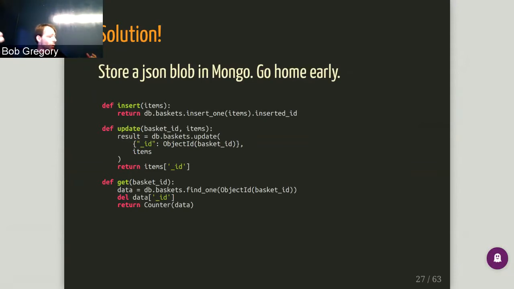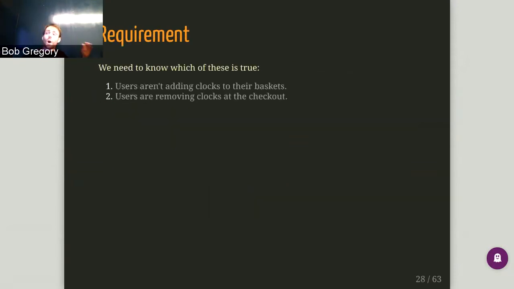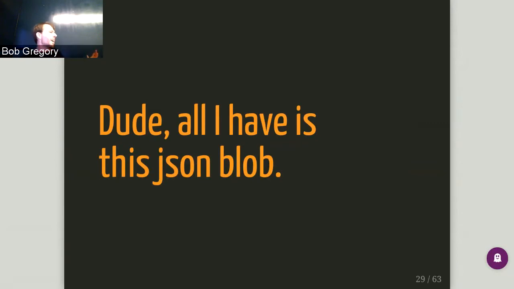So what we need to know is, are people not adding clocks to their basket, or are they getting to checkout and then removing them? Can you help us, Bob? I really need to know. So you look up at your boss and you look into his eyes and you say, what, am I psychic? Like, how the hell am I supposed to know? Like, dude, literally all I have is this blob of JSON. How am I supposed to answer that question?